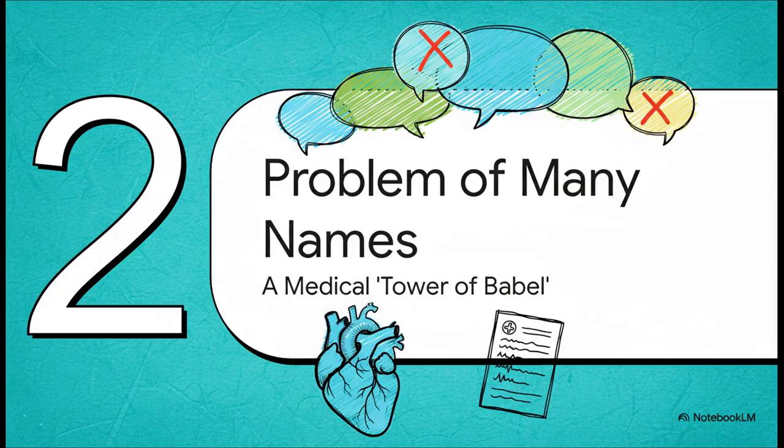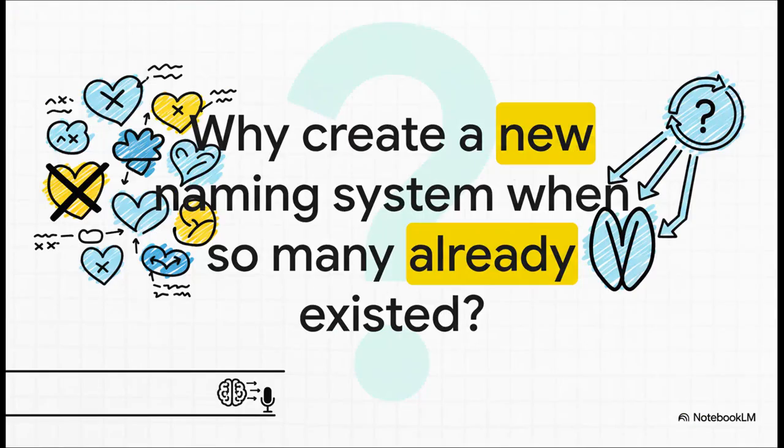You know, for years, the biggest challenge wasn't even the condition itself. It was how we all talked about it. It was a true medical Tower of Babel. So many different naming systems causing so much confusion. Which, it kind of begs the question, right? Why on earth would you create a new naming system when there were already so many out there? Well, the simple answer is that all those old systems just created more chaos than clarity.